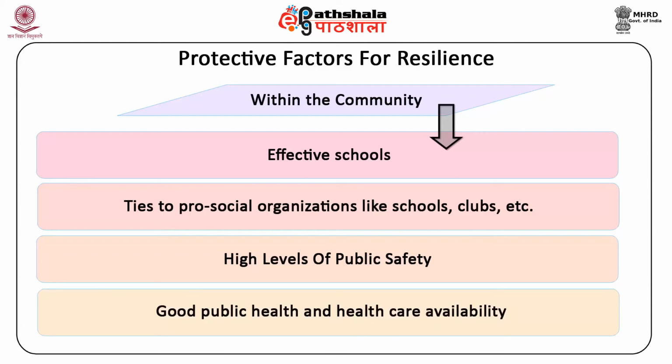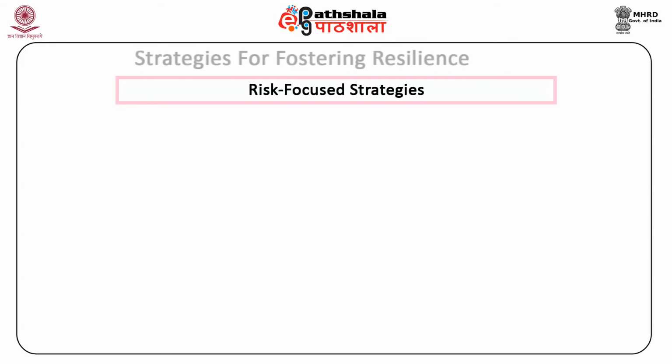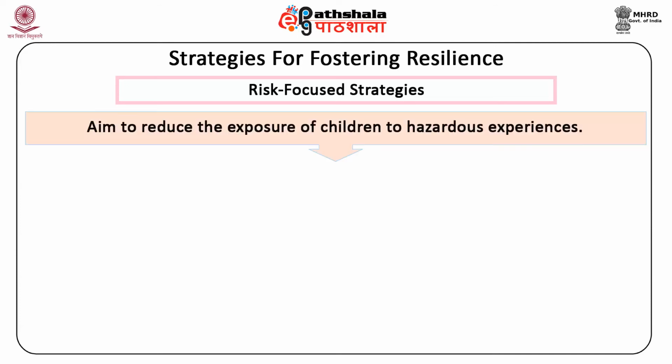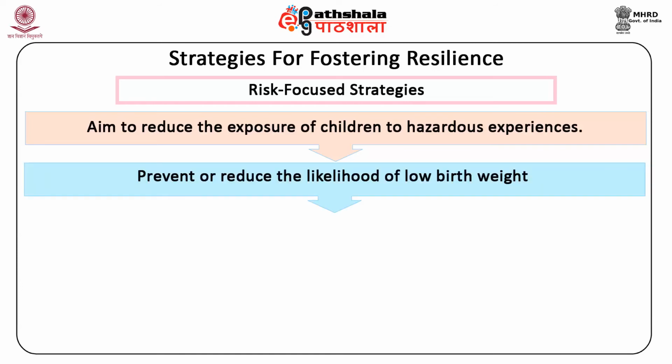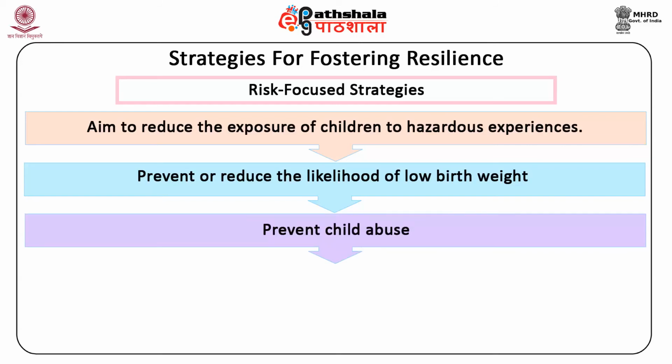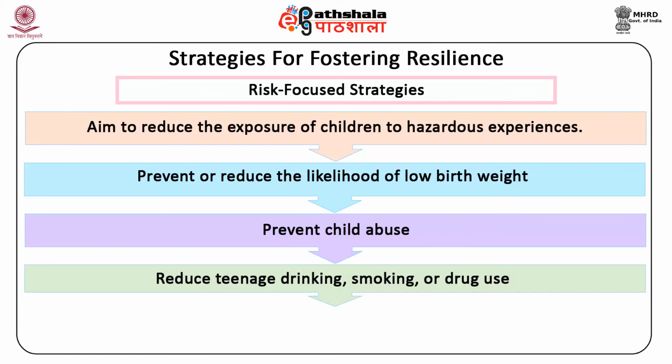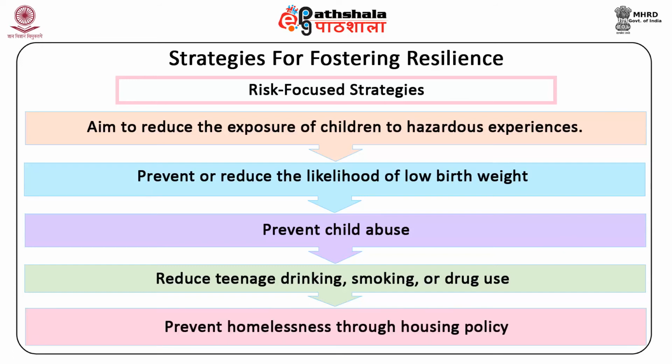health and healthcare availability. Risk-focused strategies: preventing or reducing risk and stressors. These strategies aim to reduce the exposure of children to hazardous experiences, prevent or reduce the likelihood of low birth weight or prematurity through parental care, prevent child abuse or neglect through parent education, reduce teenage drinking, smoking, or drug use through community programs, prevent homelessness through housing policy or emergency assistance.